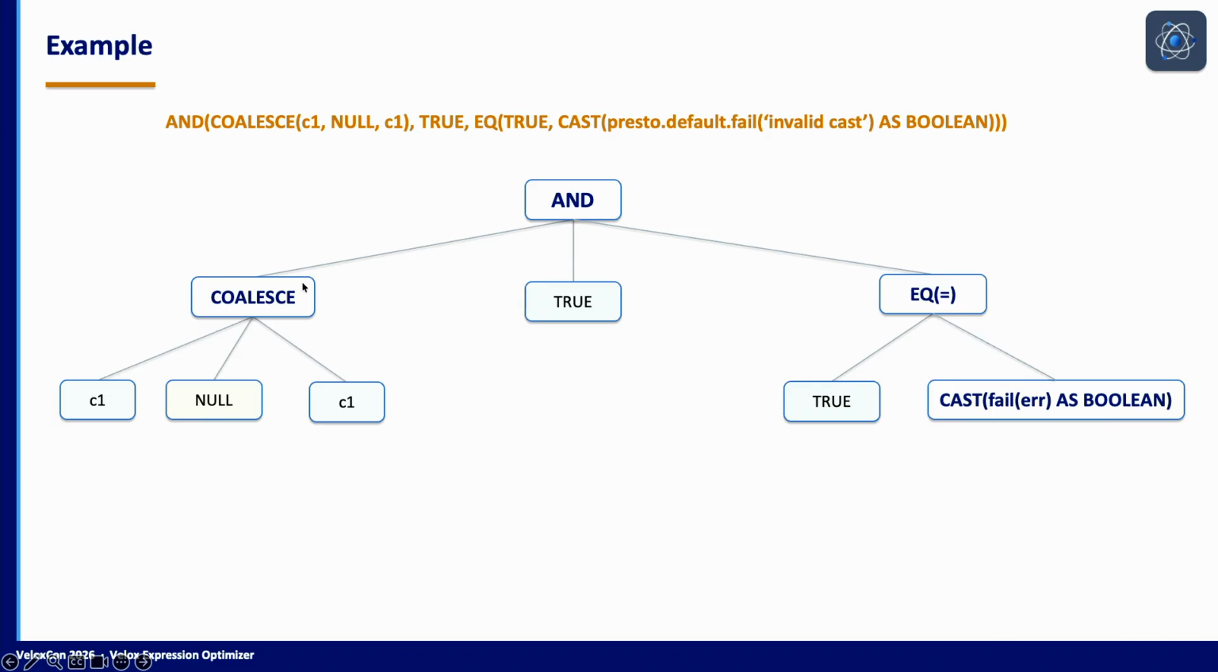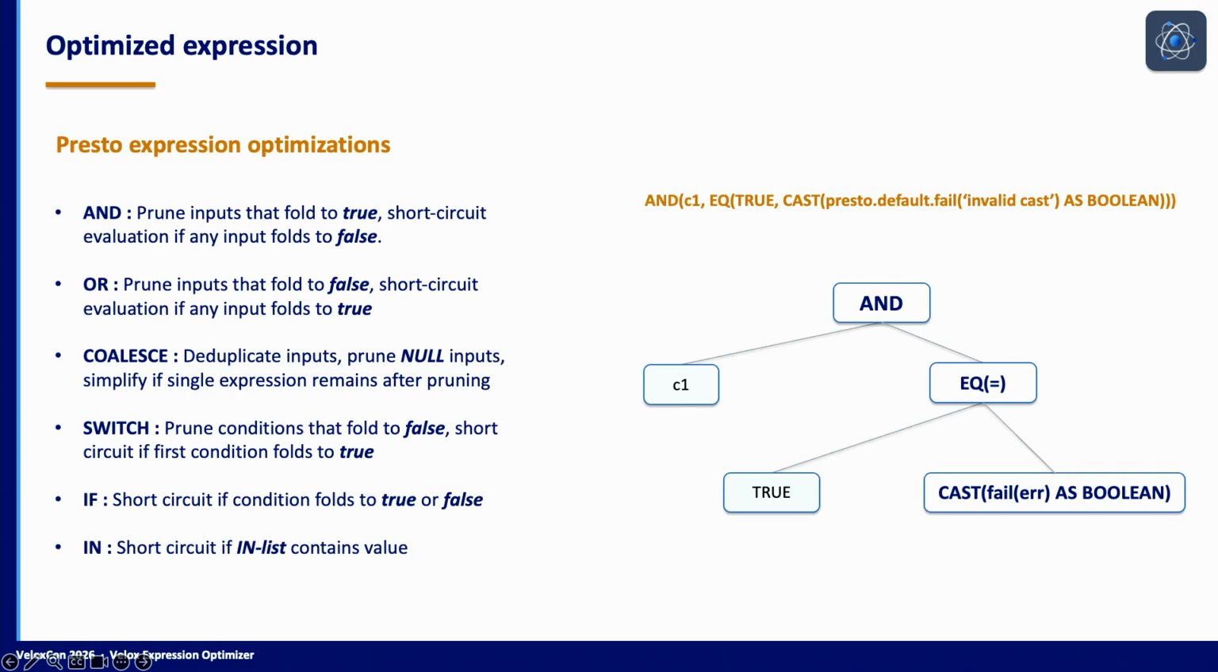You now end up with a coalesce with 3 inputs: C1, null, and C1. You can get rid of null here, and C1 is a duplicate input in the subtree, so you can deduplicate it and essentially simplify this whole thing to C1, and you can get rid of this true input to AND here. So essentially, you end up with a much more simplified expression tree with Presto.